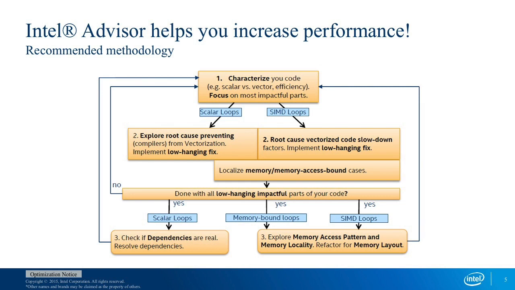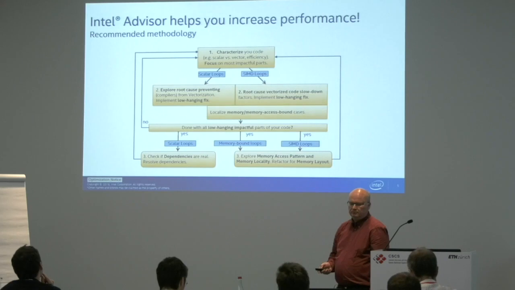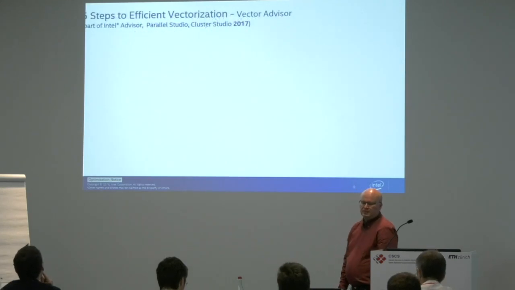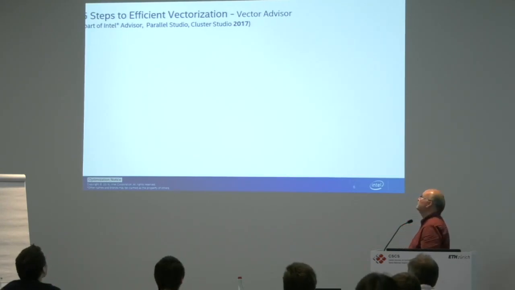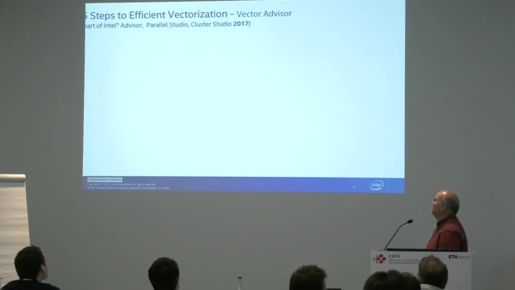Then you have to address something with the memory. Probably you have to change the algorithm to have a better stride, or change the loops here to have a better fitting stride, or if it's really a SIMD loop that works well, and probably you do some unrolling or things to increase the vectorization. So here's 5 proposed steps to the efficient vectorization of Vector Advisor.